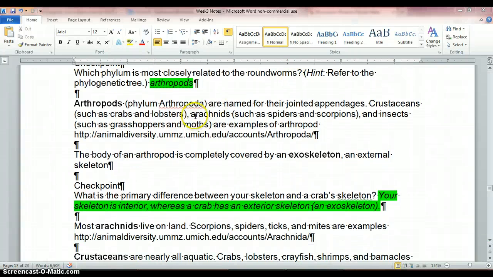The next phylum, phylum Arthropoda, is named for its jointed appendages. Crustaceans like crabs and lobsters, arachnids, spiders and scorpions, and insects such as grasshoppers and moths are examples of arthropods. So mostly they're bugs and some other stuff. The body of an arthropod is completely covered by an exoskeleton. So we haven't developed an internal skeleton, but now we have an exoskeleton, which is an external skeleton. Think about those robot suits people wear, they call them exoskeletons, same concept.